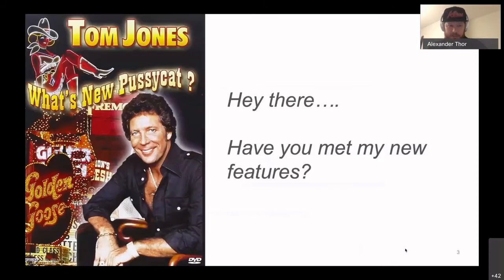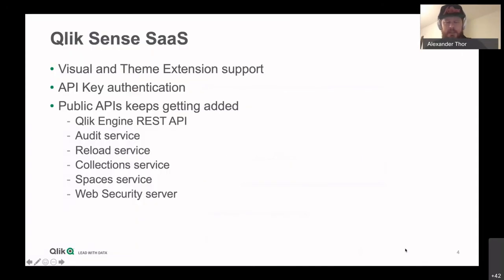So we want to talk a little bit about what's new. What have we actually shipped over the last 6 to 9 months? We've actually shipped quite a bit. A lot of stuff has happened in our QCS or SaaS solution. We shipped the fact that you can upload extensions and themes, which weren't possible before. I think we shipped that in November.